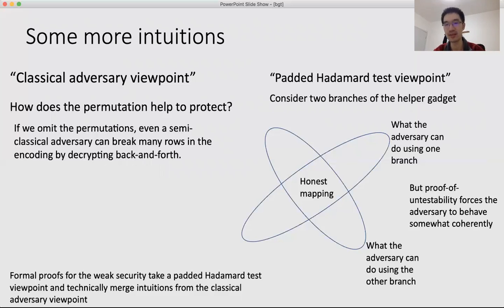Another viewpoint is the Padded Hadamard test viewpoint. And we can see there are two branches of the helper gadget. And the overall reversible encoding behaves differently on these two branches. And what the adversary can do on these two branches is actually different. But they do have an intersection, which is the honest mapping. What's more, the properties from the Padded Hadamard test force the adversary to behave somewhat coherently on these two branches, which in the end implies, informally and intuitively, that what the adversary can do could not be too far away from the honest mapping. And the formal proof of weak security takes the Padded Hadamard test viewpoint and technically merges intuition from the classical adversary viewpoint.